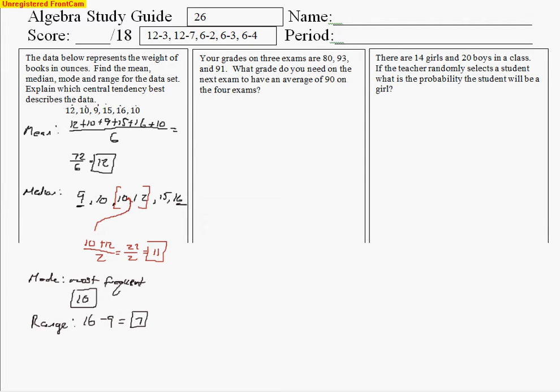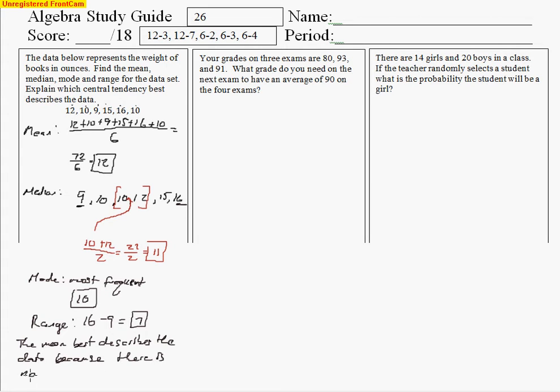And then I want to know what is the best description of the data. Well, looking at the numbers, I don't have an outlier. Since there's no outliers, no number that's really far from the data set, I'm going to say it's the mean. So we'll say the mean best describes the data because there is no outlier.